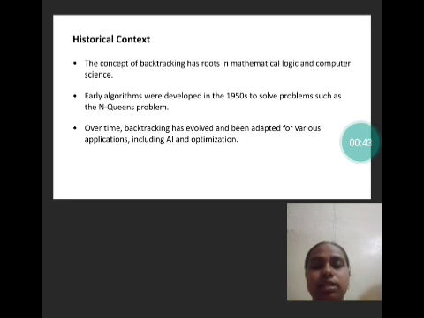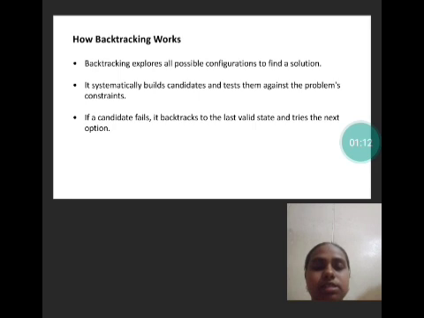Historical context. The concept of backtracking has its roots in mathematical logic and computer science. Early algorithms were developed in the 1950s to solve problems such as the n-queens problem. Over time, backtracking has evolved and been adapted for various applications, including AI and optimization.